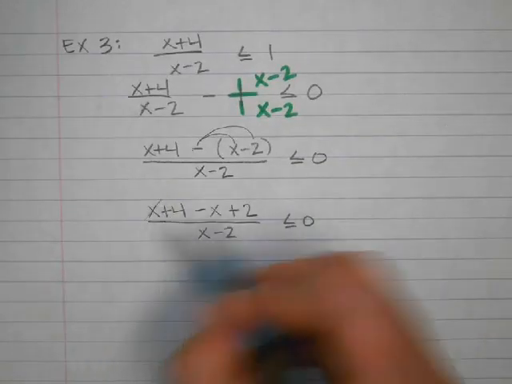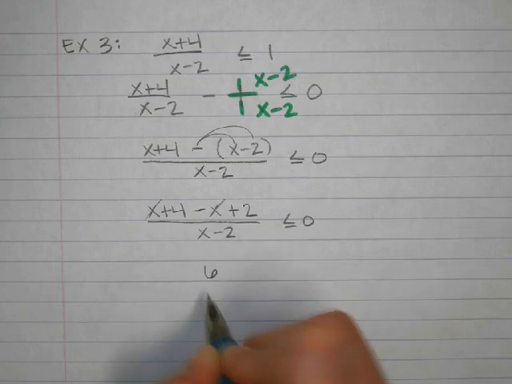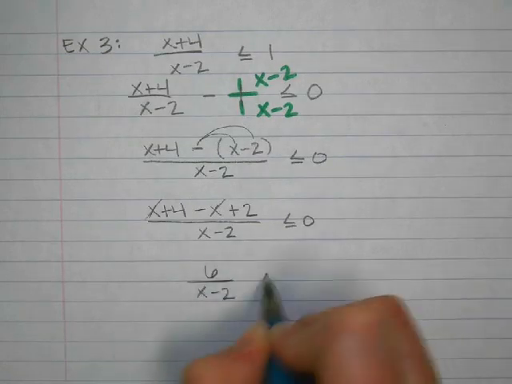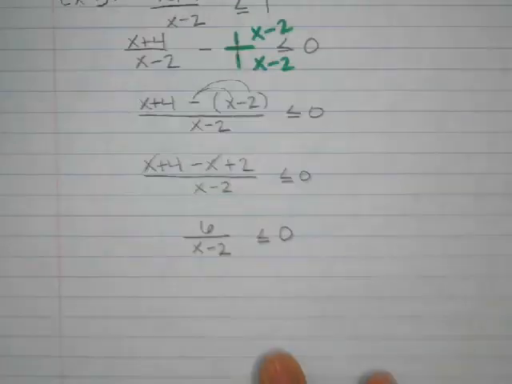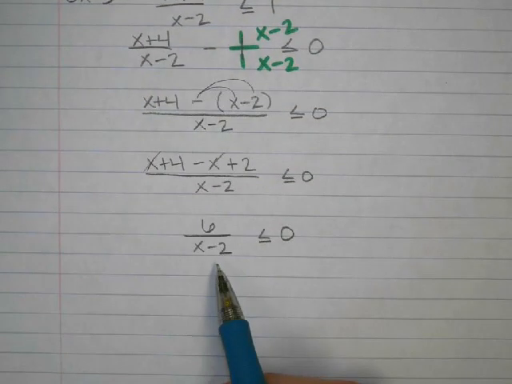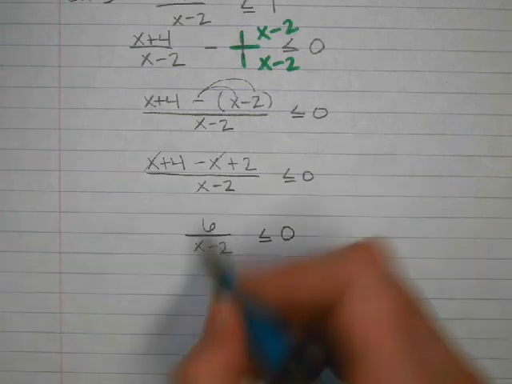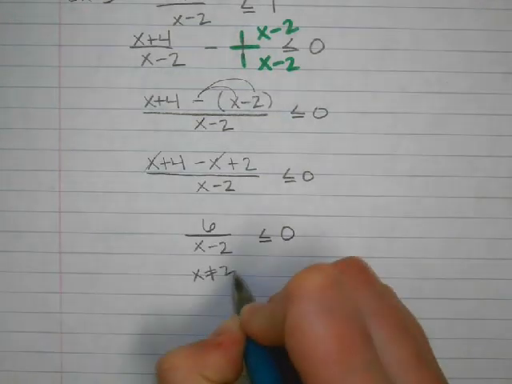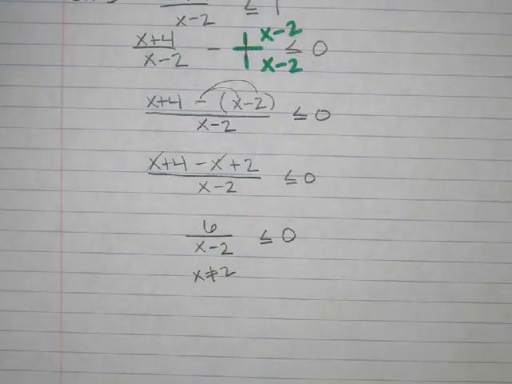And so my x's cancel out and I just get 6 over x minus 2. So this problem actually ended up being pretty simple. On the bottom that shows me I have a vertical asymptote at 2. And I can't have my vertical asymptotes.